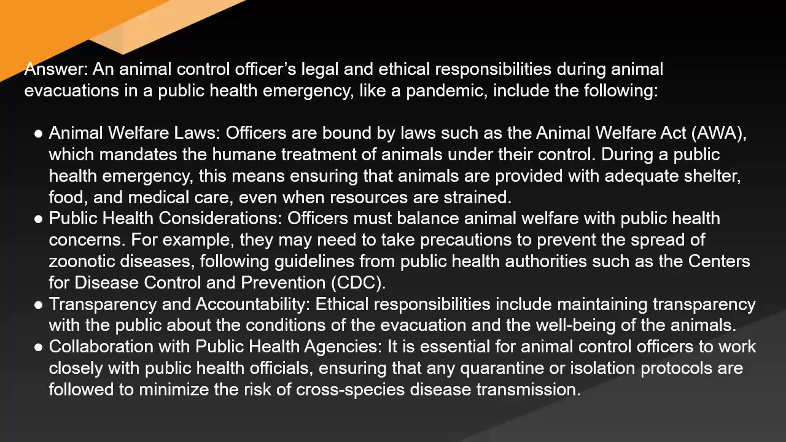Public health considerations. Officers must balance animal welfare with public health concerns. For example, they may need to take precautions to prevent the spread of zoonotic diseases, following guidelines from public health authorities such as the Centers for Disease Control and Prevention (CDC). Transparency and accountability. Ethical responsibilities include maintaining transparency with the public about the conditions of the evacuation and the well-being of the animals. Collaboration with public health agencies. It is essential for animal control officers to work closely with public health officials, ensuring that any quarantine or isolation protocols are followed to minimize the risk of cross-species disease transmission.